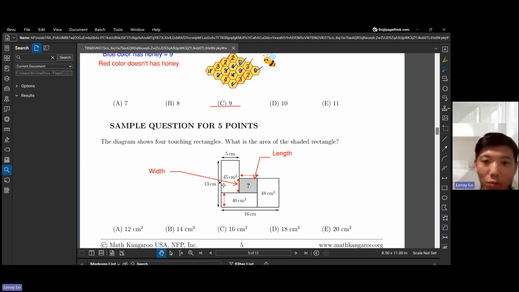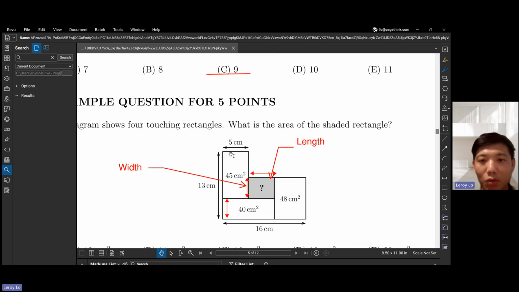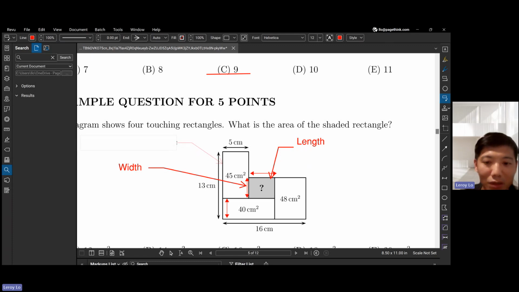Okay, so in order to know, we maybe can try this 3 out of 4. Try to solve the width and length for the corresponding 3 other rectangles and find it out. Maybe you can try this way. So 45 centimeters squared. So we know the width is 5, we can check the length. So the length will be 9 because 9 times 5 will give you 45 centimeters squared.